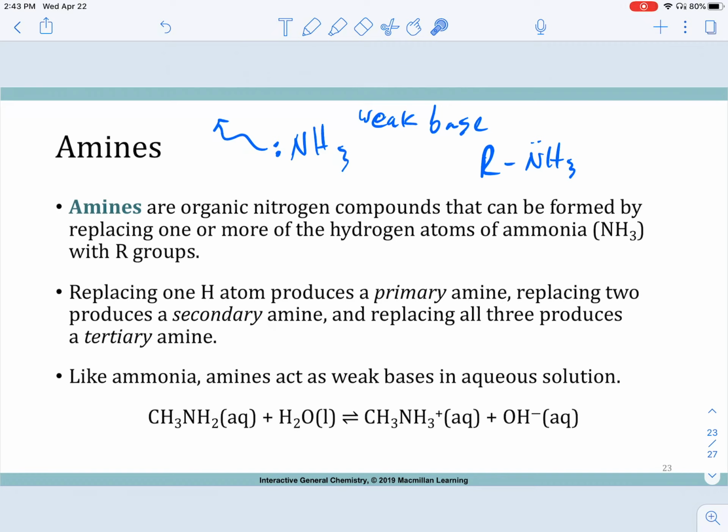So we have 3 forms of these though. They can be attached to 1 R group. They can have 2 R groups coming off them or 3. Look at that on the next slide. Yeah, so, I already mentioned this, I suppose. So CH3NH2 will react as a weak base in water and form these type of products.